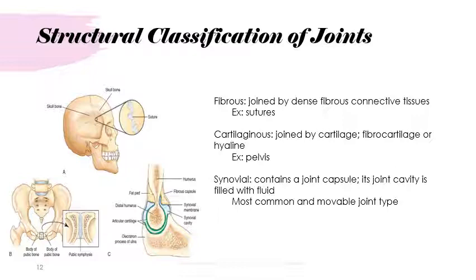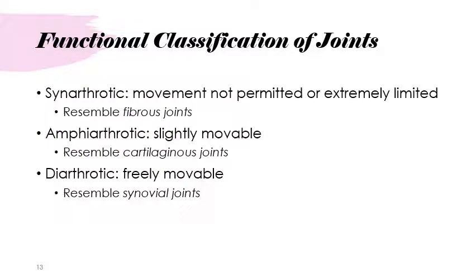So fibrous joints also resemble a synarthritic joint. You need to be familiar with both of those terms and definitions. The cartilaginous joint resembles the amphiarthritic joint, and the synovial joint resembles the diarthritic joint. Again, those definitions are on 376 and 377, and this is just a brief overview of remembering these classifications and terms.